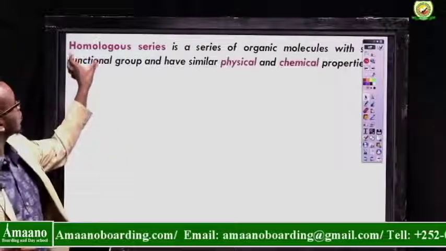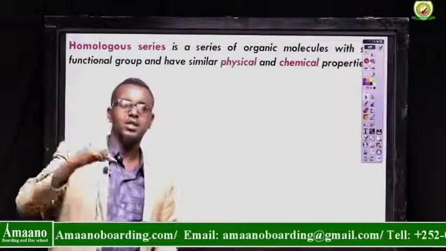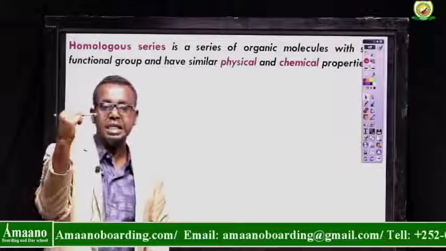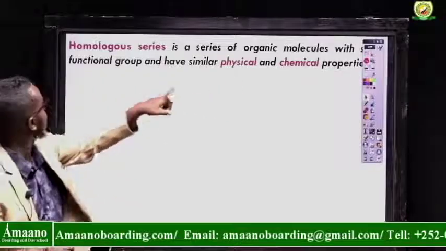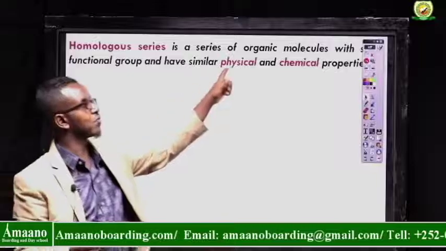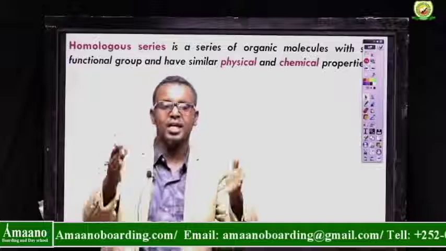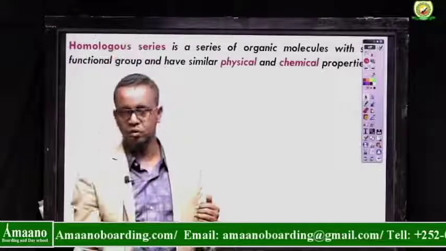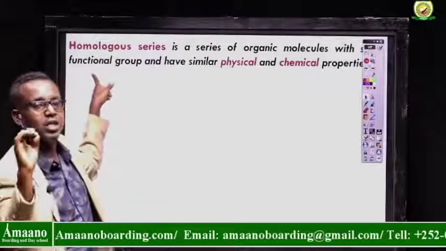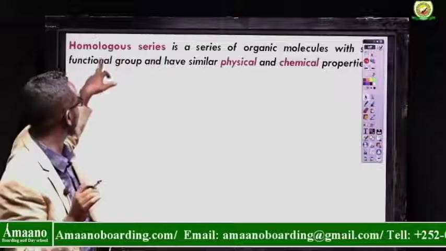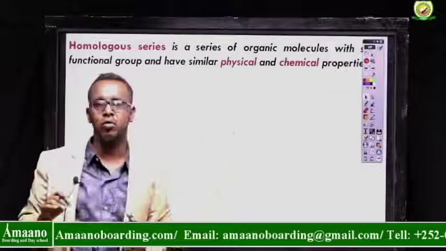This is another term we call homologous series. What does homologous series mean? It's a series, a trend, a list of organic molecules with the same functional group and a similar both physical and chemical properties. It is like a list, a sequence of molecules, but they have the same functional group. Again, when they contain the same functional group, they behave in a similar way. Physical properties and chemical properties are the same or similar.